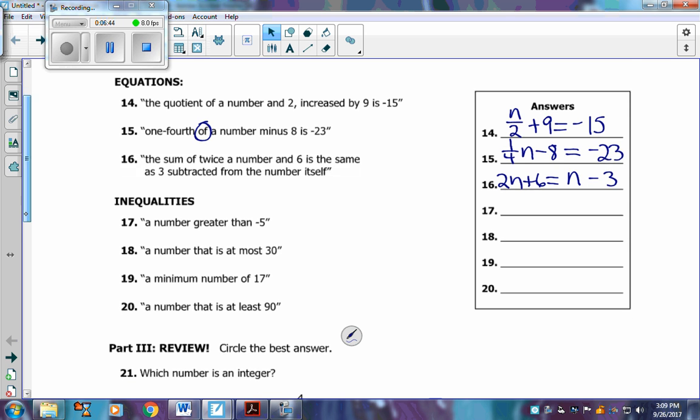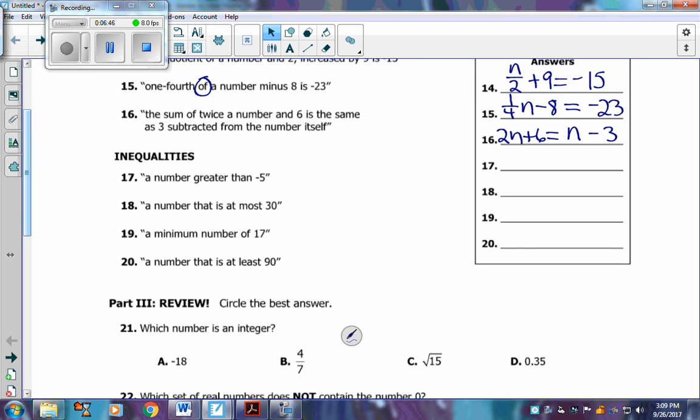Now, inequalities. It says right here to write inequalities. A number greater than negative 5. n is greater than negative 5. A number that is at most 30. That means it can't be more than 30, but it can be 30. So it has to be less than or equal to 30. A minimum number of 17. So it can be 17 or more, which is n is greater than or equal to 17.